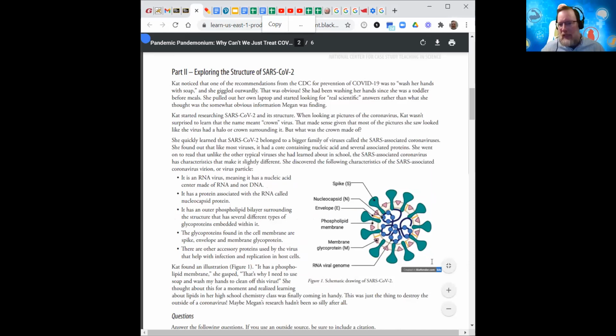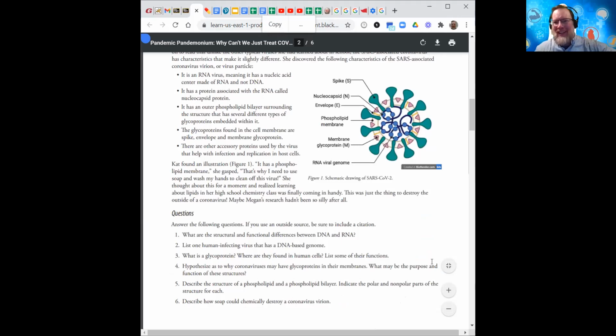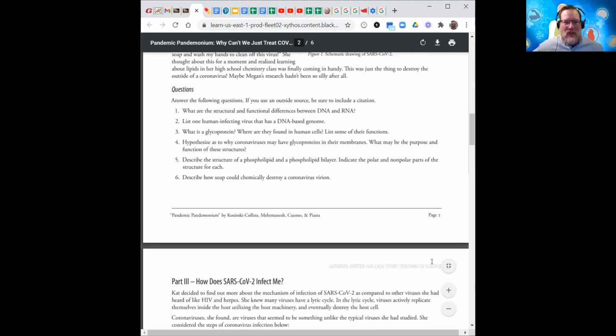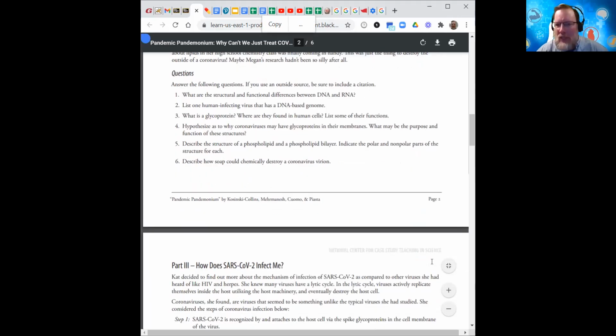So this is pretty fascinating. Talks a little bit about the RNA, the difference between RNA and DNA. So anyhow, getting more into the nitty gritty now. What are the structural and functional differences between DNA and RNA? And of course, we know DNA is made up of the nucleotide or nitrogenous bases A, C, G, and T, right?